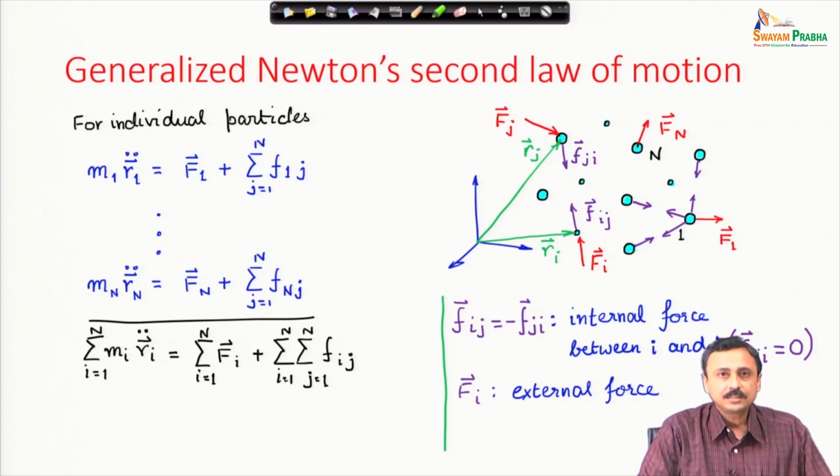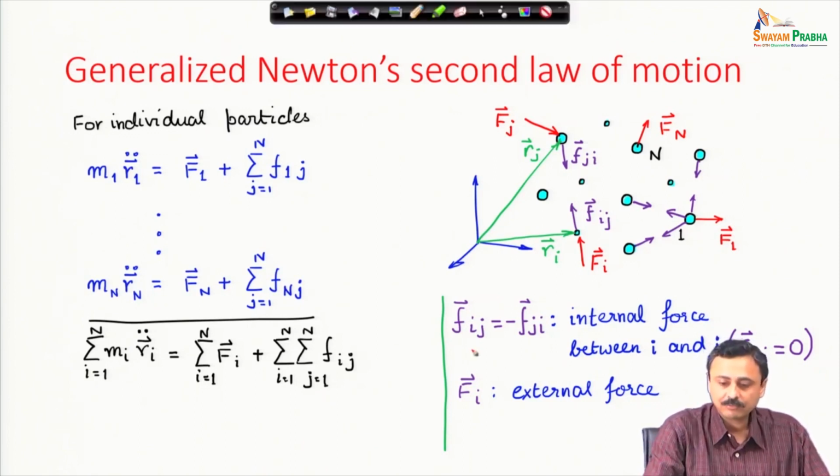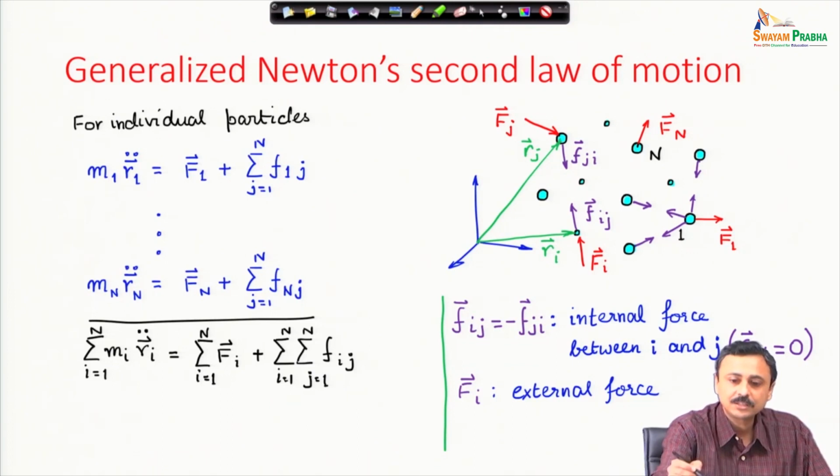On the left hand side, I have summation of m_i r_i double dot summed over i from 1 to n, and on the right hand side I have summation of all the external forces and double summation of all the internal forces. Now, because of Newton's third law, as I have noted here, F_ij must be equal to minus F_ji. Now, this double summation has everything. It has F_ij, F_12, F_21, F_13, F_31, etc., and it gets summed over. Therefore, this summation obviously must vanish.